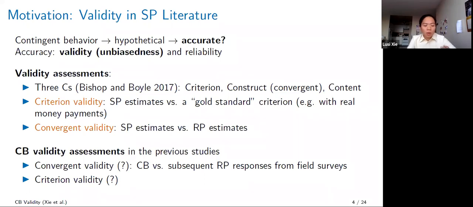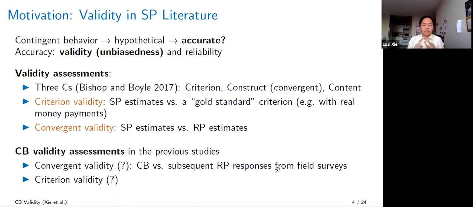For example, in year 1, they will send out a survey to collect RP and CB responses. The RP responses were from questions asking people what they actually did in year 1. And the CB responses were usually from questions asking people what they would do given a hypothetical scenario, or to predict what they would do in year 2. And in year 2, another survey will be sent out to the same individuals, asking people to recall what they actually did in year 2 to collect another RP response.